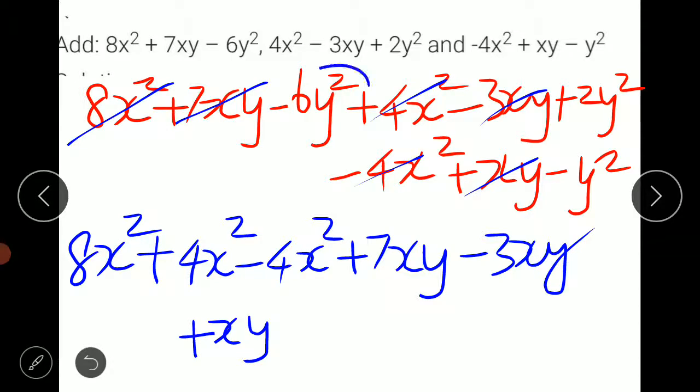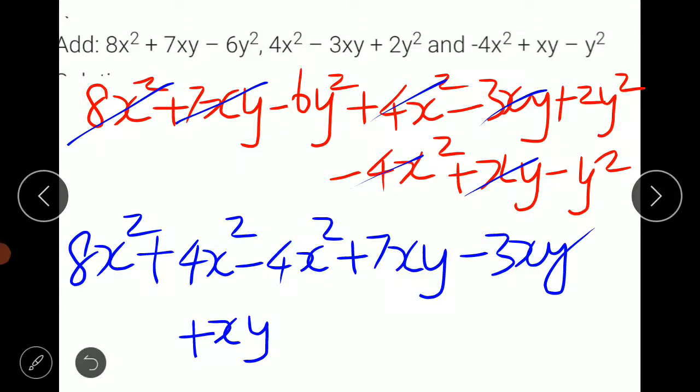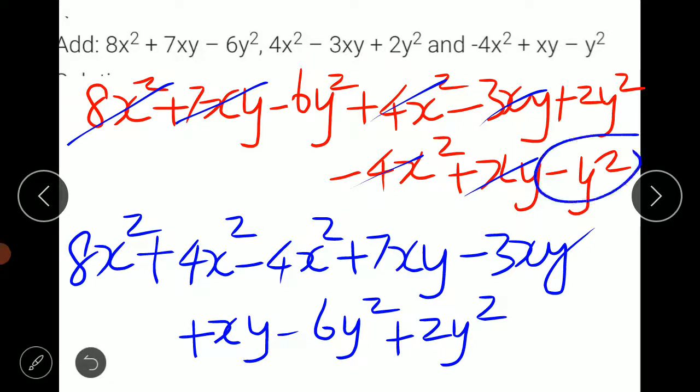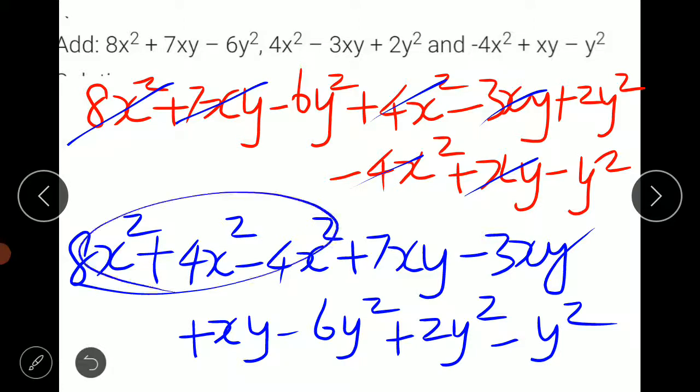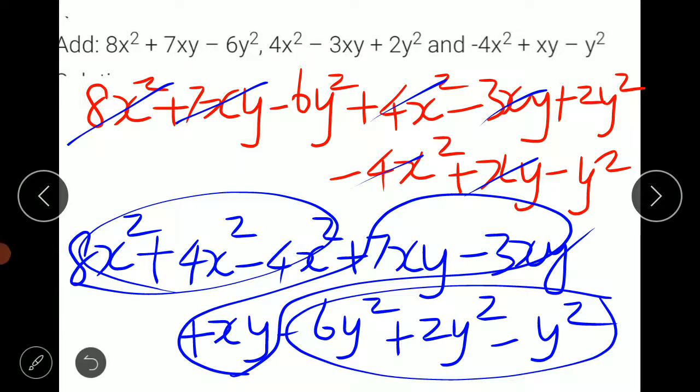So what is the next term? Y square term. Is it? What is the next term? Y square term. Just find out, is there any other y square? Yeah, the remaining are y square term. So let's bring all the y square term with sign, very important. Minus 6y square plus 2y square minus y square. Okay, now see, we grouped like this. Xy term, xy term, x square term, y square term. Now we can simplify easily.